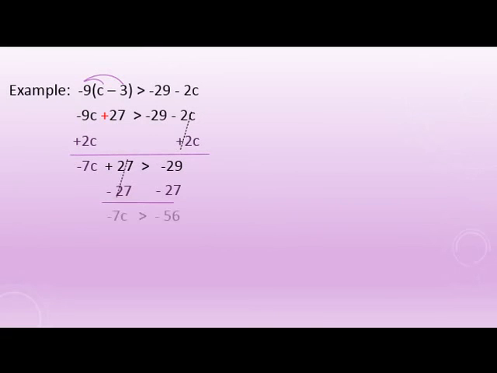Now I'll divide both sides by negative 7. Watch out, this is an important thing. I have to flip the sign again because I divided by negative 7. So c is less than 8.